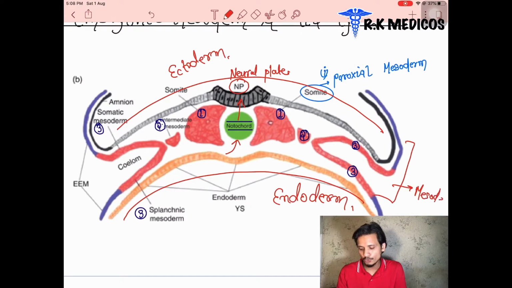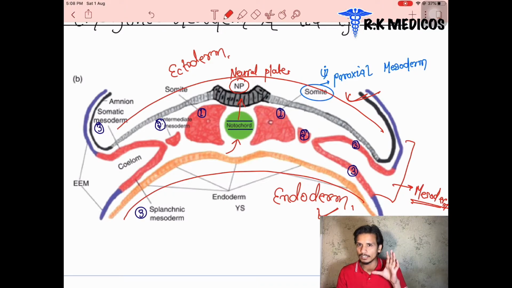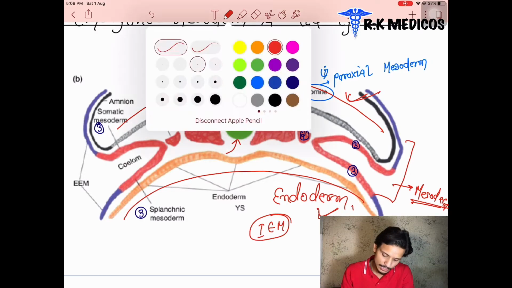And mesoderm is basically of two types, intra-embryonic and extra-embryonic. Extra-embryonic mesoderm we already discussed in the second week, the splanchnopleuric layer and somatopleuric layer. So now we are going to see intra-embryonic mesoderm, which is situated in between the ectoderm and endoderm. This is the ectoderm here, and this is the endoderm here. The red structure you are looking at here is all intra-embryonic mesoderm, IEM.